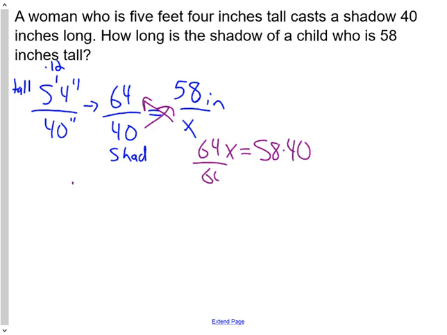Now this is what I'm talking about by using your calculator. I'll wait till we're all the way at that point before I break out the calculator and then plug it in. 58 times 40 divided by 64. And somebody has even said you could have simplified 64 and 40 to be divided by 8 divided by 8. But it's all right, the calculator doesn't work at the end. Again, the shadow is 36.25 inches for the child.